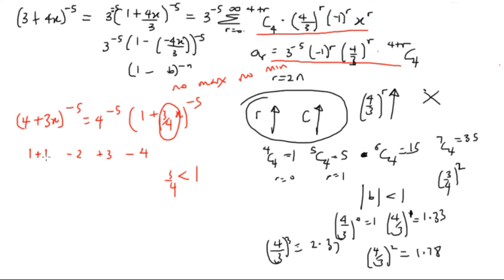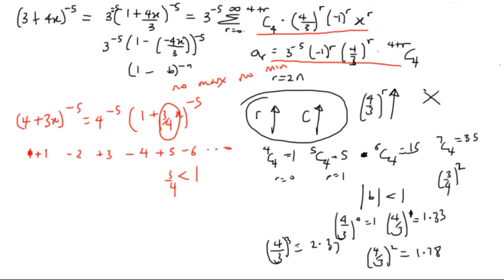1 is supposed to be here, so I will have minus plus 5. These are the kind of coefficients that we'll have. With this kind of coefficient, we will not be able to arrive at the greatest coefficient because it continues to infinity. So you just need to know that the absolute value of b should be less than 1 for us to have greatest coefficients.